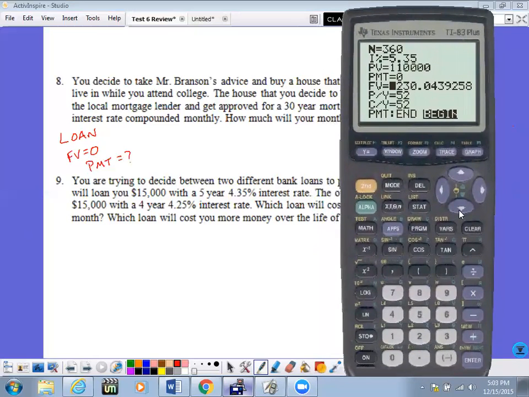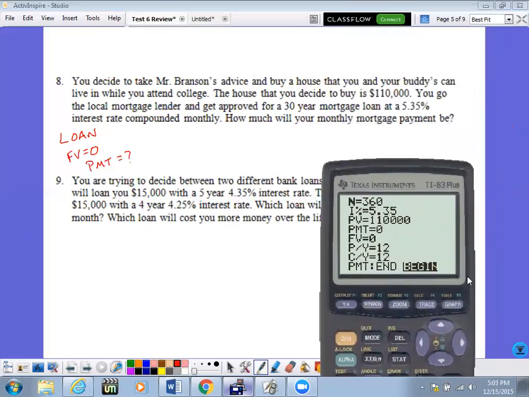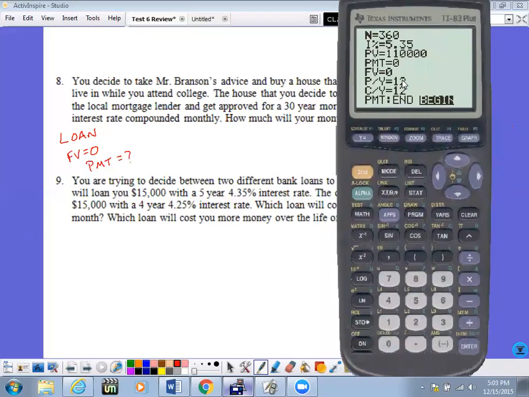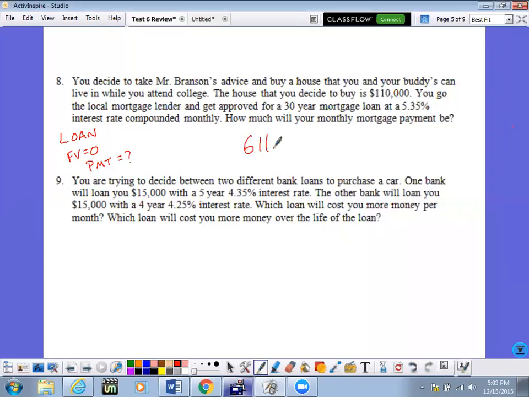Future value is a loan, so that's going to be 0. We're making monthly payments each year. And my interest rate is compounded monthly, so that's how I'm getting my 12 from the monthly payments. My compounding periods per year is 12 because it's compounded monthly, and we're going to solve for our payment. $611.53. Not bad for a $110,000 house.